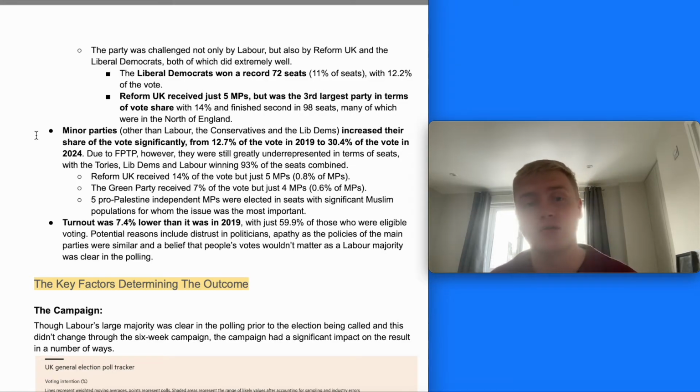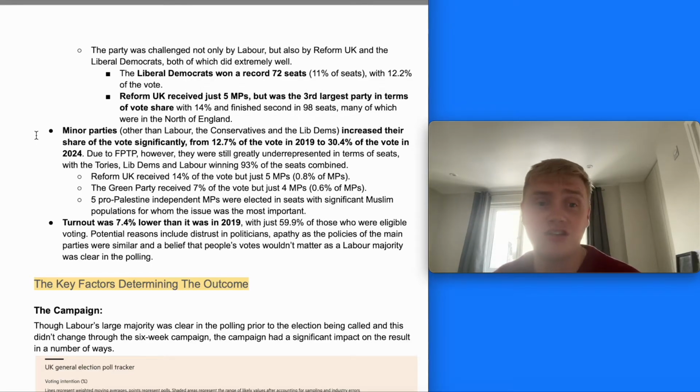So the Lib Dems picked up a record 72 seats, as I mentioned, with 12.2% of the vote. Reform did incredibly in terms of vote share, becoming the third largest party with over 14% of the vote. And they also finished second in 98 seats, which suggests that in future elections they have the potential to really increase their seat share if they only increase their vote share marginally. Ultimately, they only received 5 MPs, though, due to first past the post.